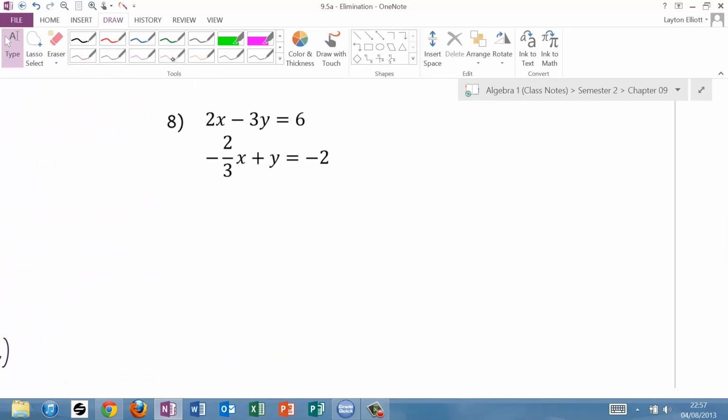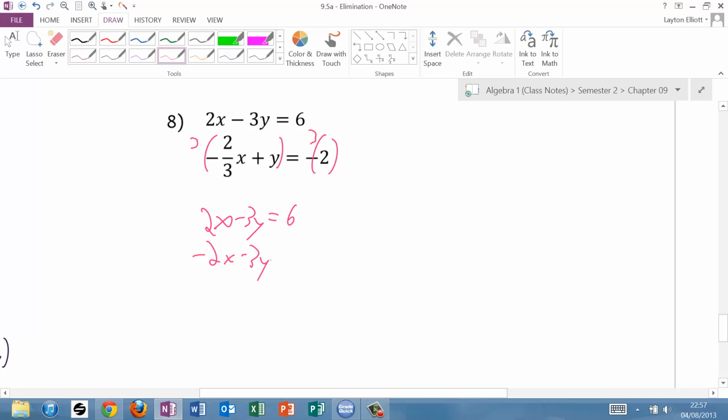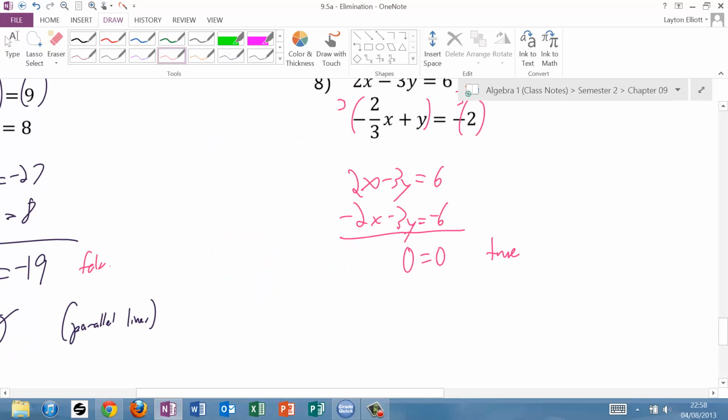You can probably predict what number 8 is going to look like, but let's do it anyway. If I multiply the bottom one by a 3, and I rewrite the whole thing, I have 2x minus 3y is equal to 6, and then negative 2x plus 3y is equal to negative 6. And if I add these, I get 0 equals 0. And that is true, unlike this one, which was false.